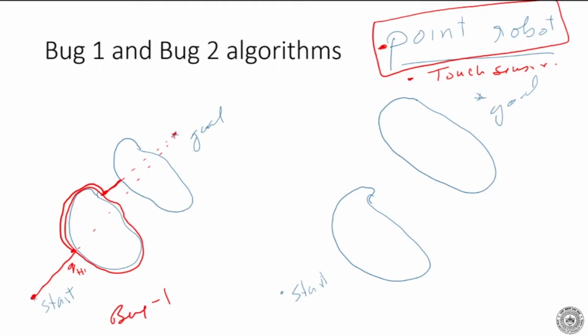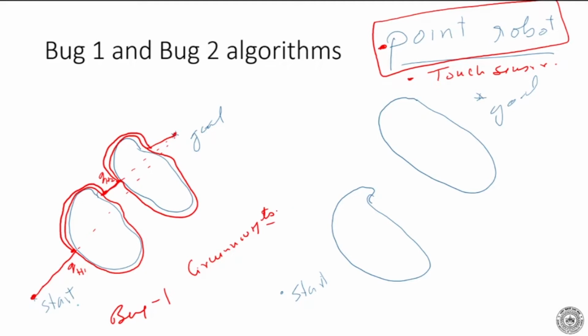It hits the next obstacle. Now it circumnavigates again and comes back to here. Then it has to find a point to leave. So this is my Q hit 2. It has to find a point where it can leave the obstacle and go towards the goal. So maybe it finds a point here, goes like this, finds this point, and then goes there. Now something about bug 1 is that it circumnavigates the obstacle.